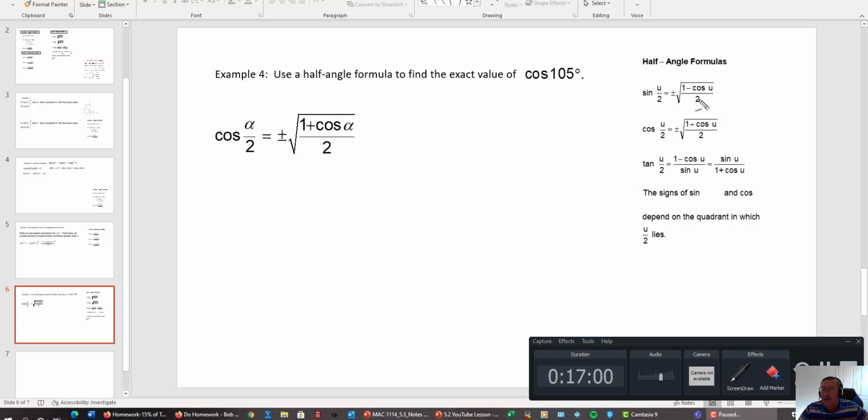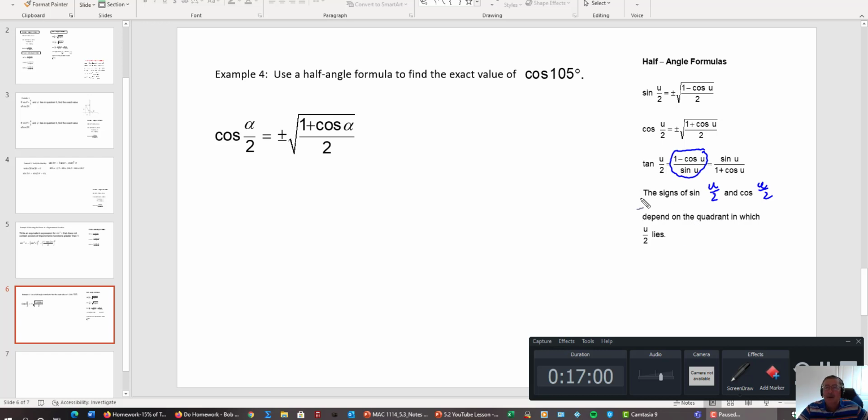So on the half angle formulas, you've got the sine of a half angle equals plus or minus the square root of 1 minus cosine u over 2. And the only difference in the cosine of the half angle is that the sign changes from minus to plus. And for the tangent one here, I think if I was using tangent, I would use this formula because it's a little bit easier. Now the sign of sine of u over 2 and cosine of u over 2 depends on the quadrant in which the half angle lies.